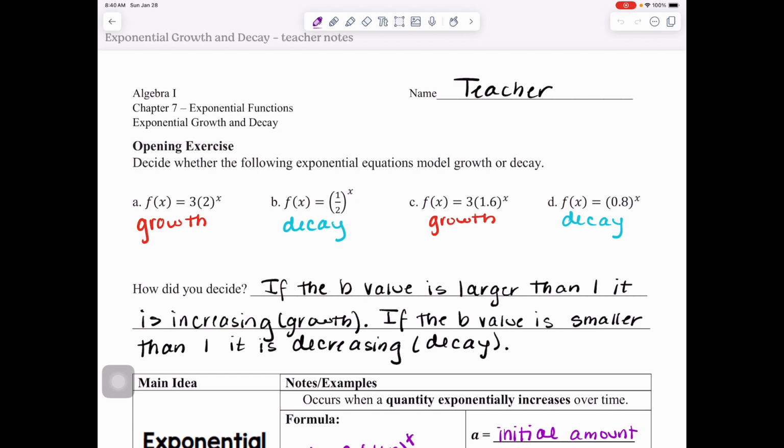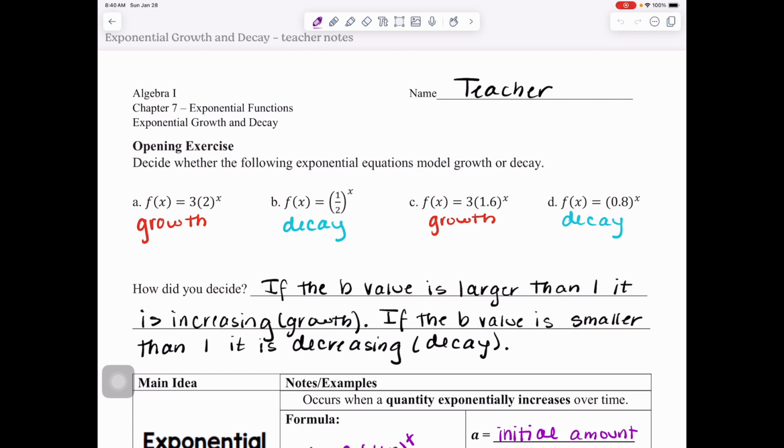I said if the b value is larger than 1, it is increasing, so growth. And just be careful when I'm talking about the b value. The b value is the one directly attached to the exponent. So in part A, that would be a 2. In part B, that would be 1/2. In part C, that would be 1.6. And in part D, that would be 0.8.